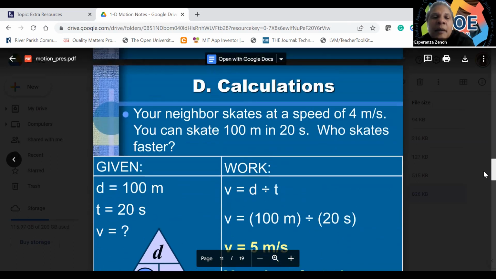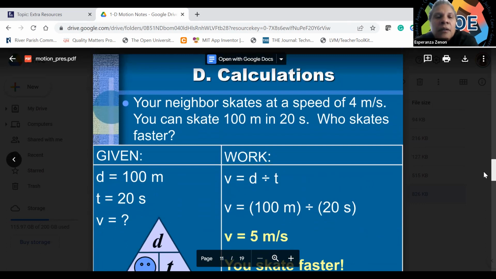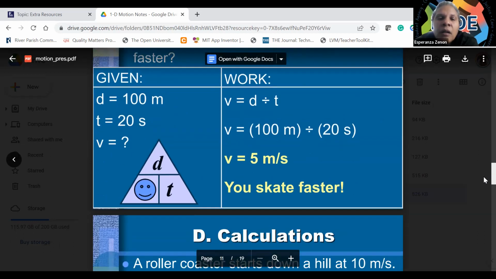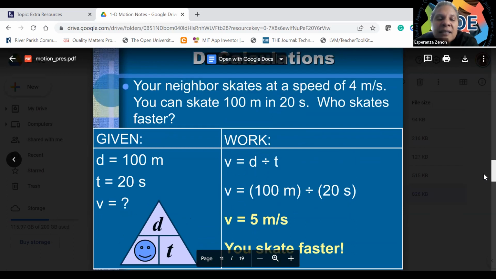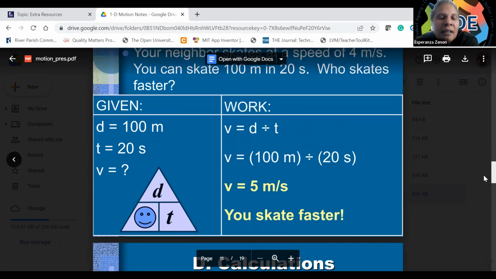So let's look at a couple of sample calculations. It says your neighbor skates at a speed of 4 meters per second. You can skate 100 meters in 20 seconds. Who skates faster? In this case, because we're looking at speed, we need to know who has the bigger speed, because that will tell us who is going faster. I know the neighbor's speed, they gave it to me, but the question is, what is my speed? In order to find speed, I need distance and time. You can see in the given column, they gave me the distance and time.